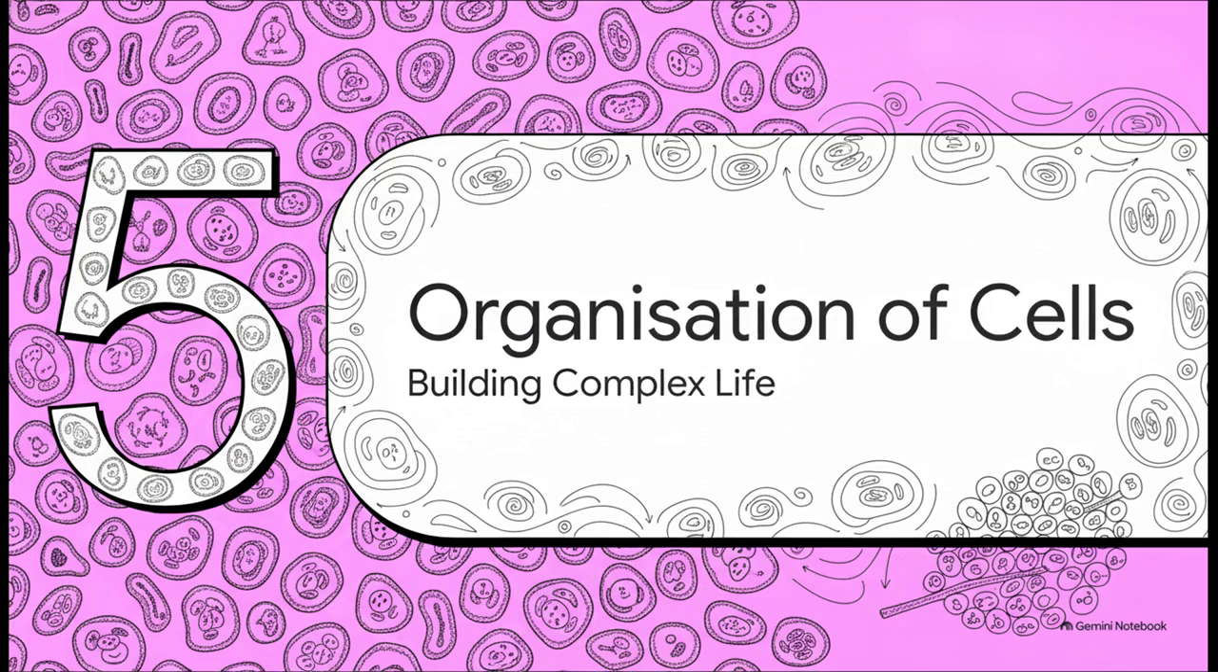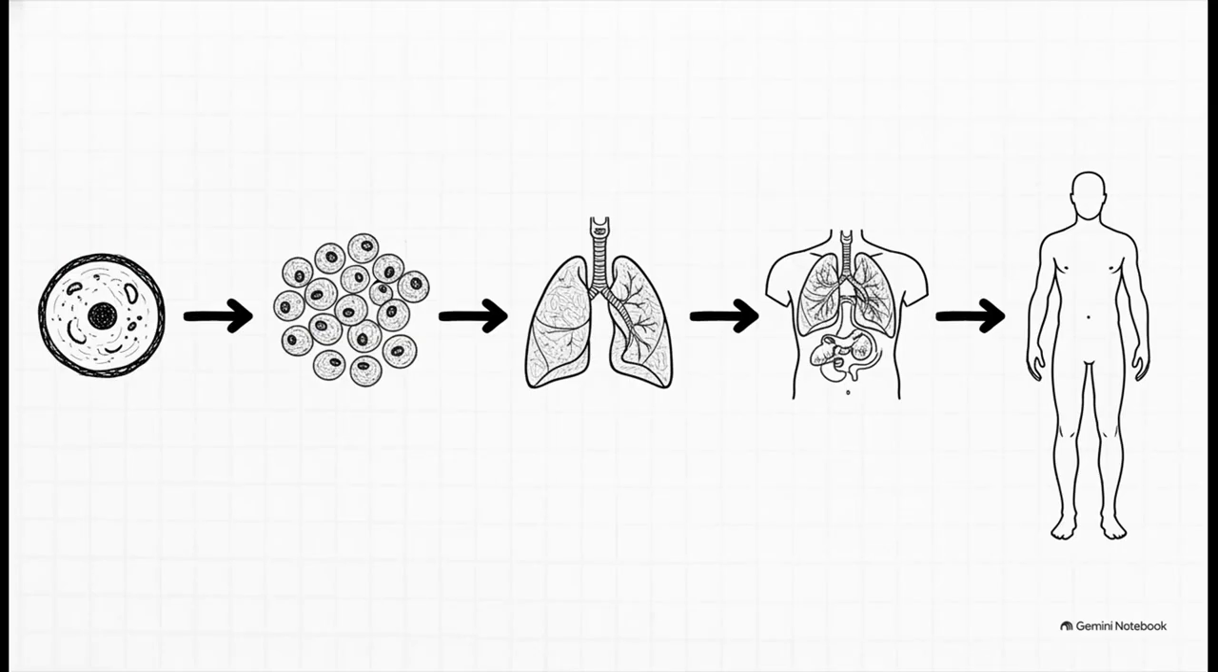Which leads us to Section 5, the organization of cells, because managing billions of cells takes an incredible biological management system. This right here is the literal blueprint of complex life. We start with a basic unit, the cell. Cells of the exact same type group together to form a tissue, like muscle or nerve tissue.